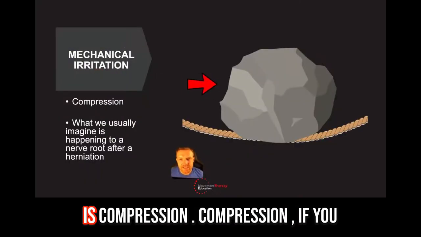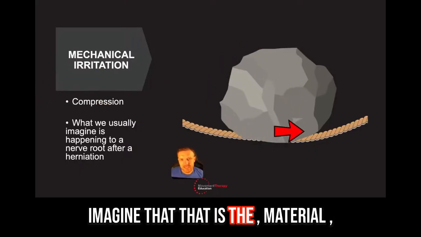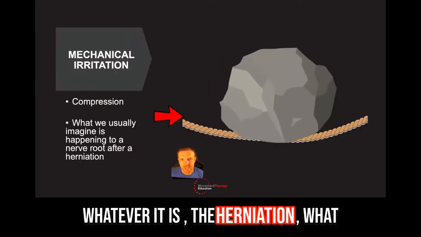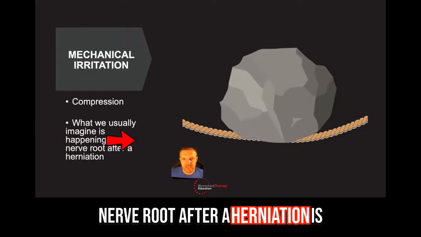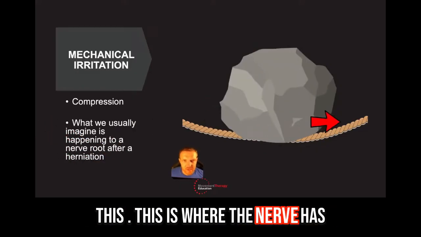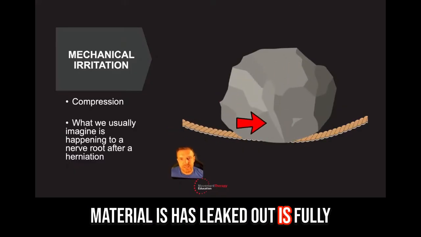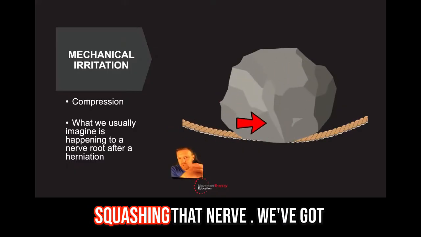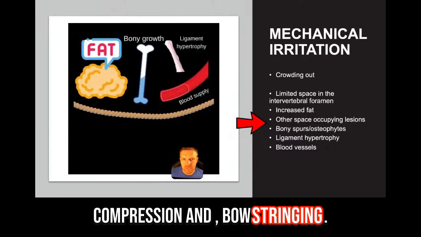Another way is compression. If you imagine that that is the material, whatever it is, the herniation, what we usually imagine is happening to a nerve root after a herniation is this. This is where the nerve has been compressed and whatever material has leaked out is fully squashing that nerve. We've got compression and bowstringing.